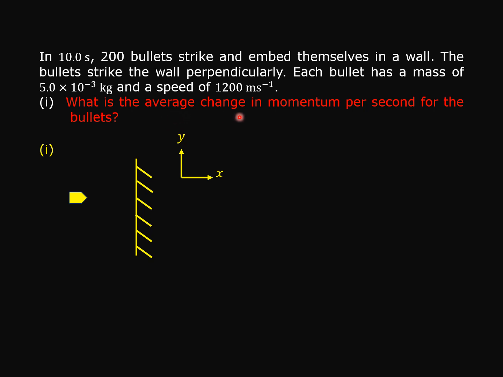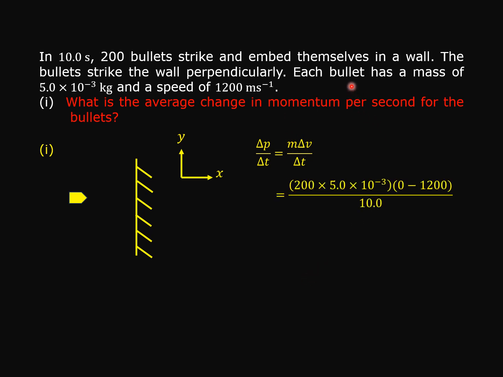To find the average change in momentum per second for the bullets, we assume that the bullet is moving to the right, and we take the right-hand side as the positive x direction. The rate of change of the momentum is delta p over delta t, where delta p is m delta v. So the change of the momentum is due to the change of the velocity of the bullets. The mass of the bullet won't change.